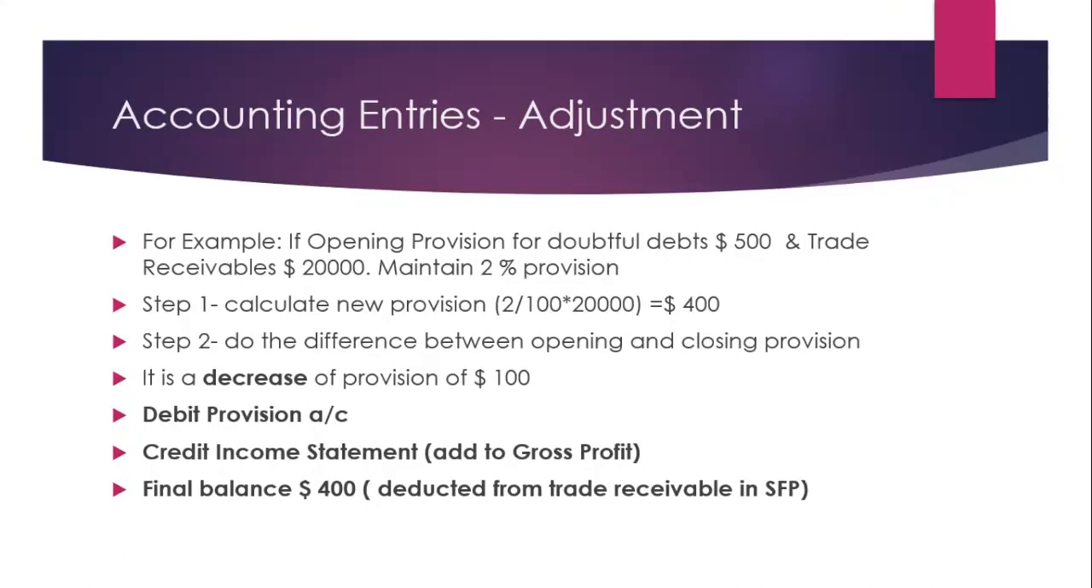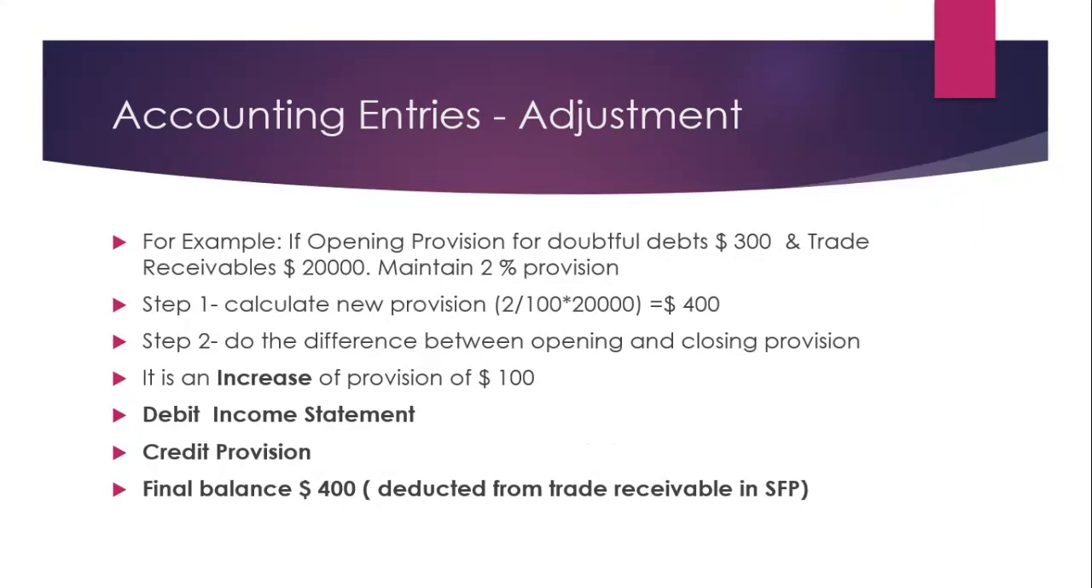So that is it for the adjustment. Next, we have another example where there is an increase in the provision. There is already a provision account maintained, with an opening balance of $300 and trade receivables of $20,000. We are going to maintain a 2% provision for doubtful debt, and that 2% is calculated on the trade receivables figure.